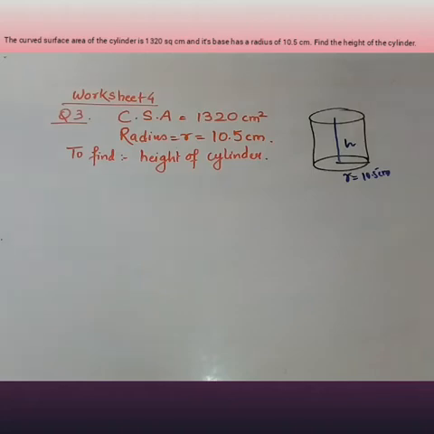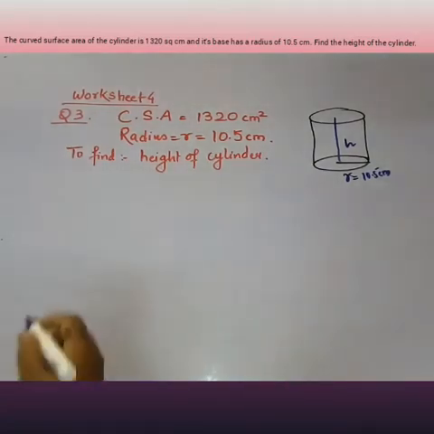I am moving to worksheet 4, question number 3. The question is, the curved surface area of a cylinder is 1320 centimeter square and its base has a radius of 10.5 centimeter. Find the height of the cylinder. We have to find the height of the cylinder.